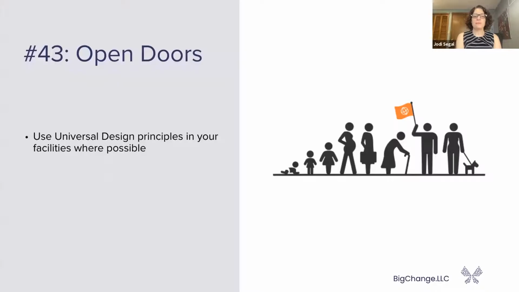43, open doors. Consider the life cycle of physical abilities when looking at building design. There are simple and low or no cost decisions that can be made to accommodate a range of needs. Consider desk placement for maneuverability of aided walkers. Consider door handles instead of knobs for arthritic hands. Consider handrails with all stairs.